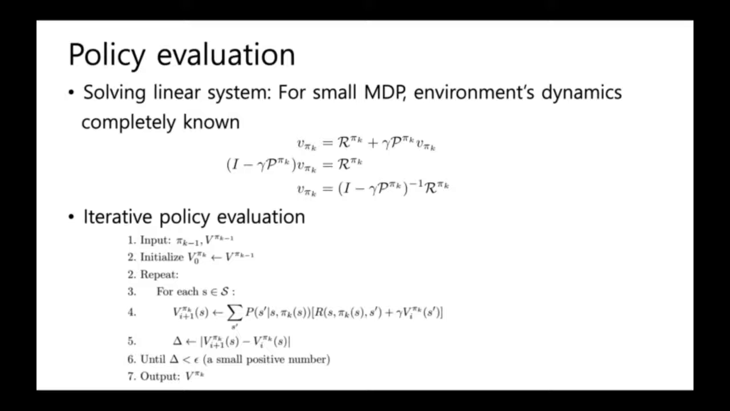The other method is iterative policy evaluation. Here is a pseudocode of the iterative algorithm. It is similar to value iteration. We will update the value of each state given the policy in each step. And we can stop the algorithm early when the change of value of each state is less than a small positive number.